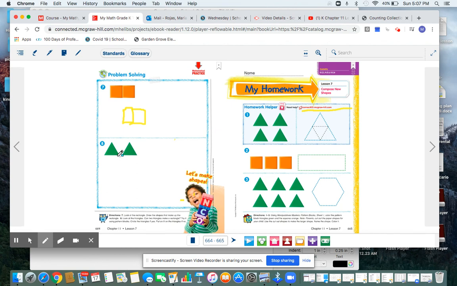Now look here at these 2 triangles. Can two triangles make a rectangle? Do you think 2 triangles make a rectangle? If you think that 2 triangles can make a rectangle, go ahead and put a circle, and put an X if you think they can't. Okay, go ahead and take a picture and upload it to your Schoology.